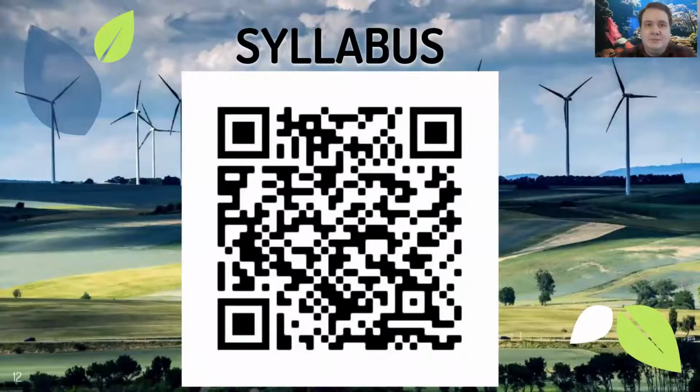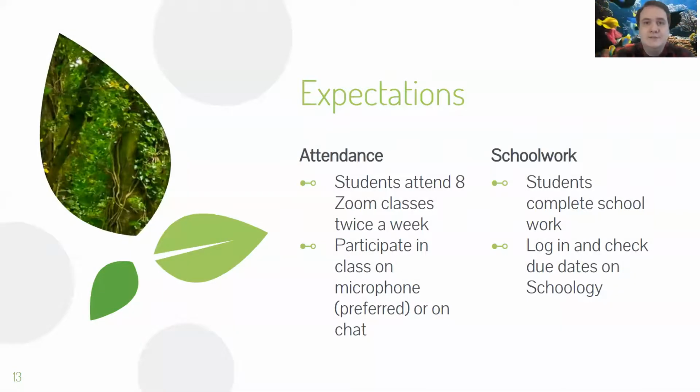Moving on, the syllabus. Here is the link to the syllabus. As with most other things, it is on Schoology, so you will need a Schoology login to view it, but I'm going to summarize what it says briefly. Okay, so in brief, what the syllabus says is that students are expected to attend Zoom class twice a week.